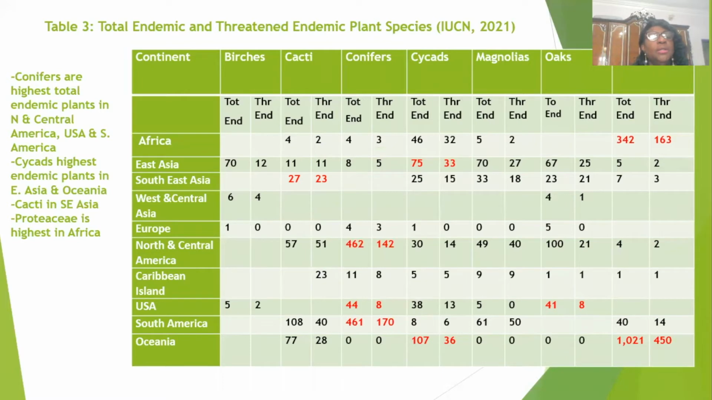Table 3 indicates total endemic and threatened endemic plant species. These are computed from IUCN 2021 data. The numbers indicated in red indicate the highest number of the given group and the region. So conifers are highest in endemic plants in North and Central America, USA, and South America. Cycads are highest in East Asia and Oceania. Cacti are highest in Southeast Asia. Proteaceae is highest in Africa. The corresponding threatened species are all indicated side by side with the total endemic species.